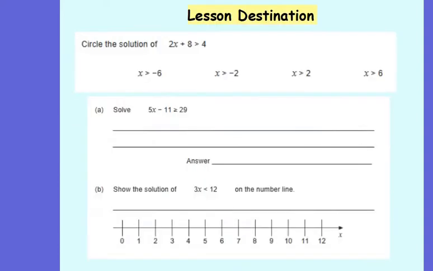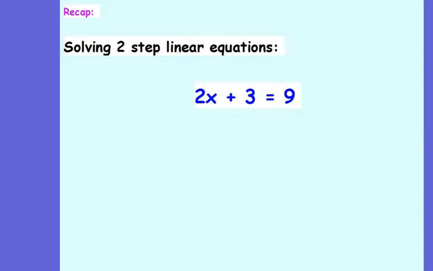Let's have a look at today's lesson. Here is our lesson destination for today. So we're going to look at solving inequalities, but this time we're going to have two-step inequalities, not just single steps. So to start off, let's recap solving two-step linear equations. Pause the video in your light blue books. Please solve this equation now.